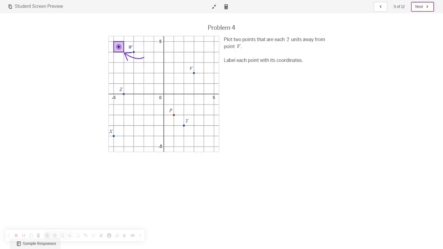Plot 2 points, each 2 points away from V. That one right there is 3, 5. And this one right here is 5, 2. I have to label those. What was that one? 3 comma 5. And this one was 5 comma 2. Yep, there we go.